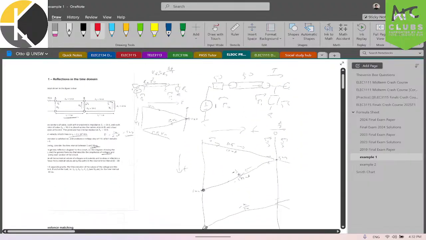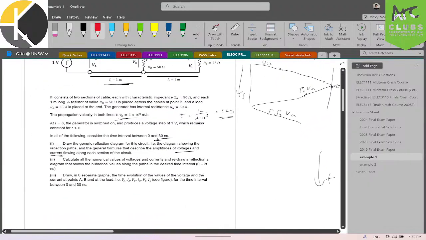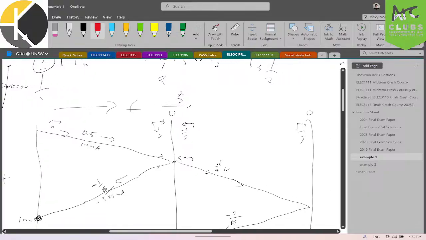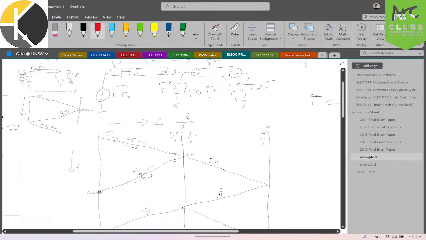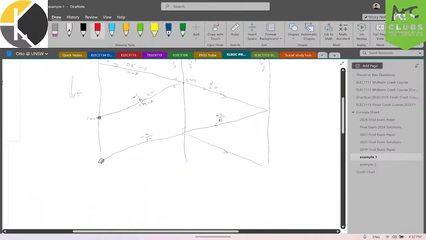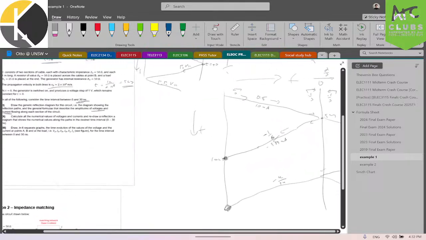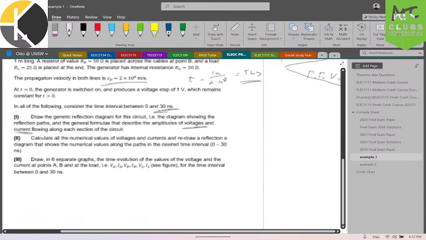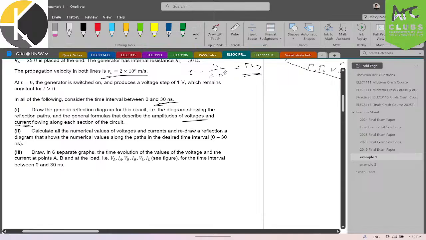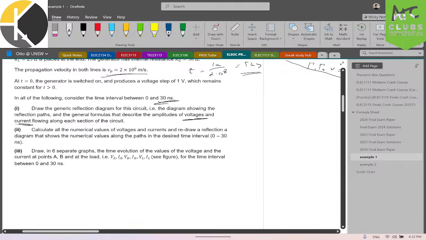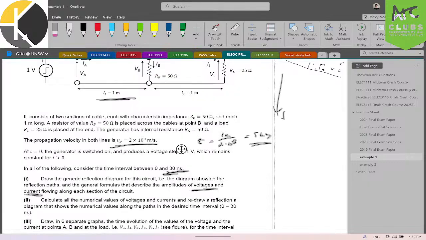And then you have to do this for 30 nanoseconds. Each reflection takes 5 nanoseconds. So do this for 6 reflections back and forth. And then you need to find the values. Then you draw the waveform in time domain for voltage at each node.